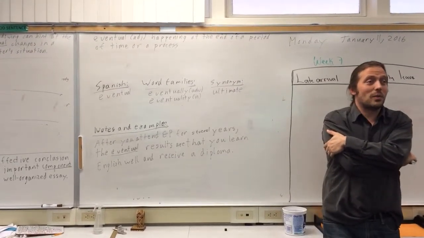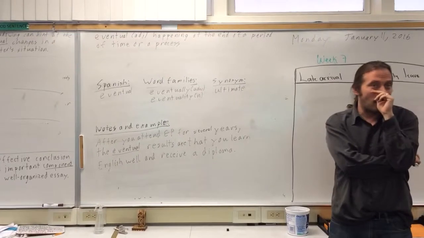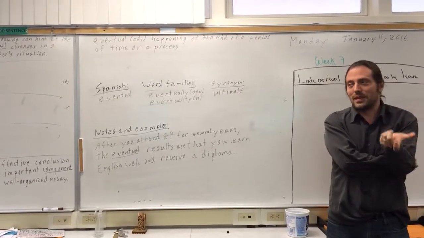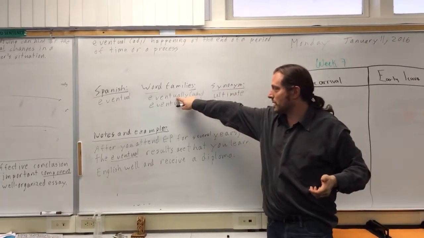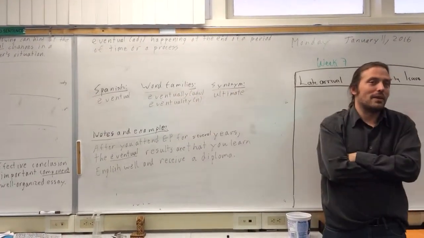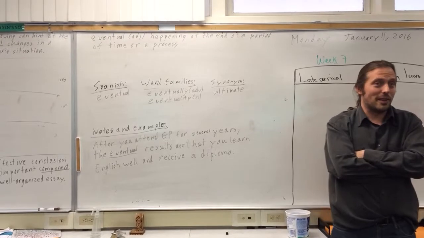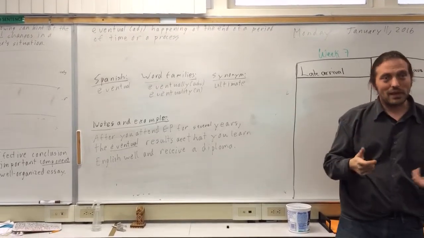I think this is another one kind of like with consequent, where the word on your card is maybe not the most common. The most common, the word family eventually is actually more common. We hear that a lot. We don't hear the word eventual very often, but they're word families.